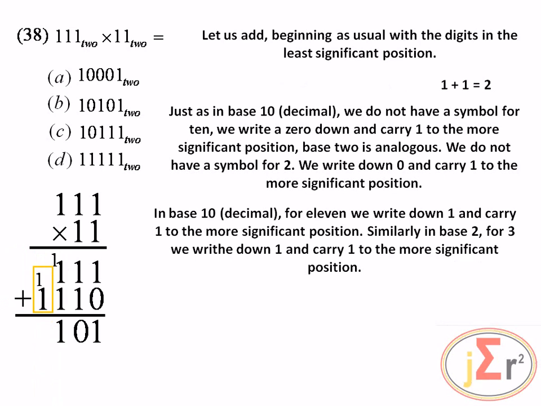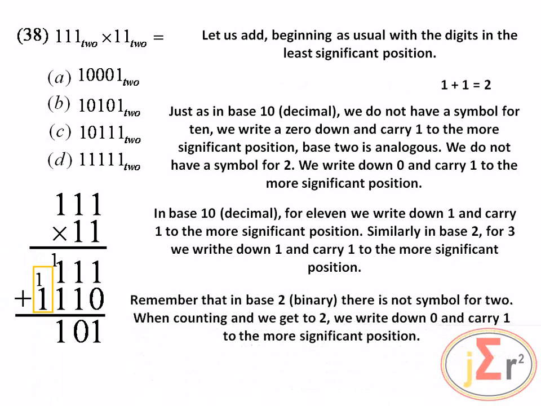One plus 1 is equal to 2. Remember that in base 2, which is binary, there is no symbol for 2. When counting and we get 2, we write down 0 and carry 1 to the more significant position. So we will write down 0 and carry 1 to the more significant position. The correct answer is option B.